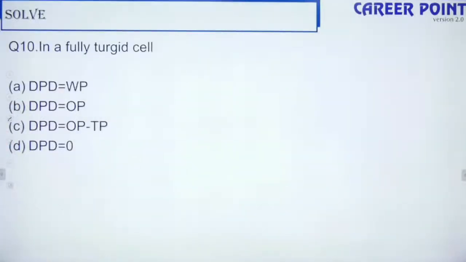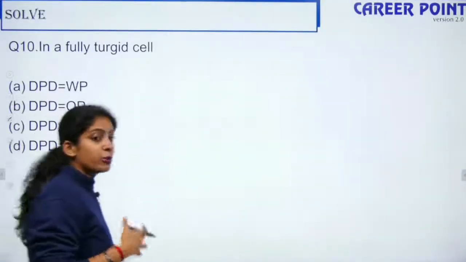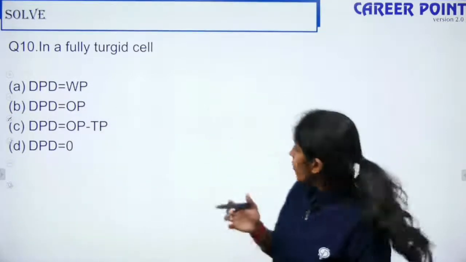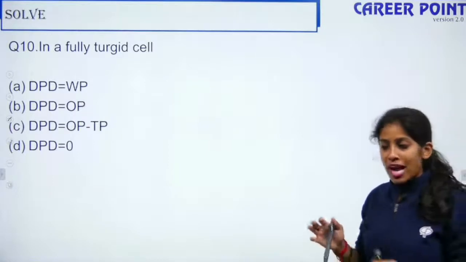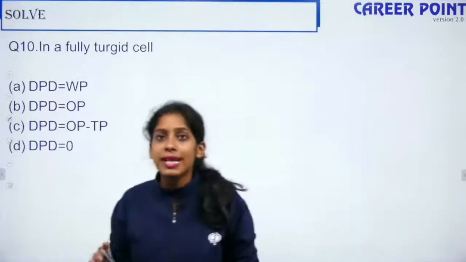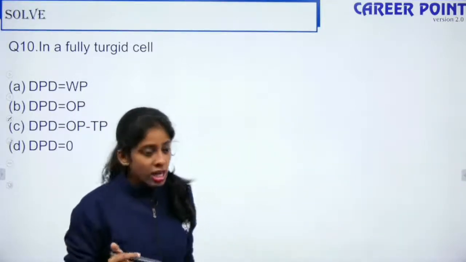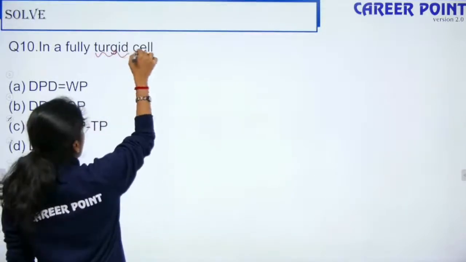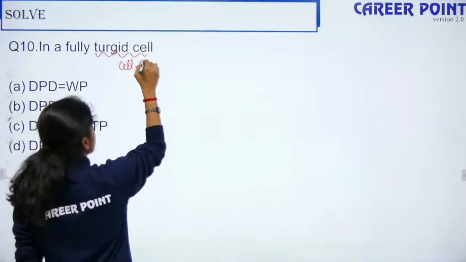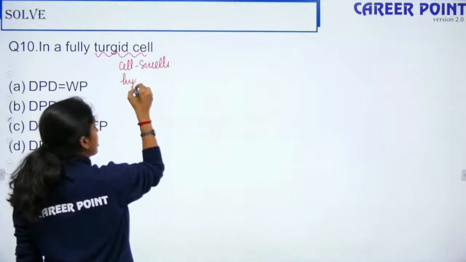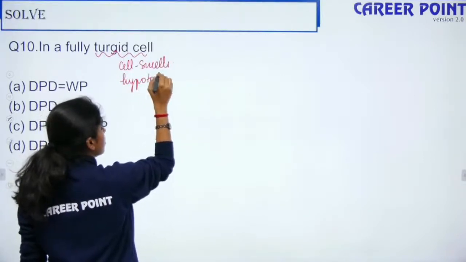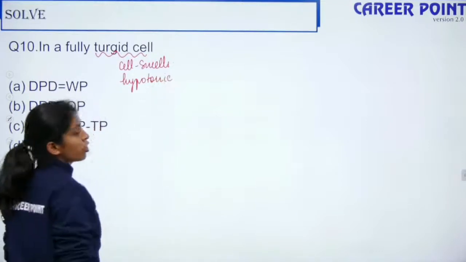Fine. So question 10. Again, you have a numerical based question. In a fully turgid cell, what is the condition? You get a fully turgid cell when the cell swells. When the cell swells, it means it is in the hypotonic condition. Sorry, it was placed in the hypertonic condition.